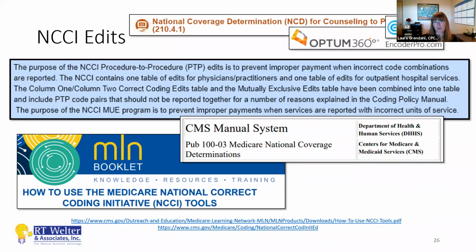Really quick, let's do another quick poll. How many of you have access to something like a Supercoder or an Encoder Pro or some other type of online coding tool that you or your billing team uses to help verify codes before they're submitted?